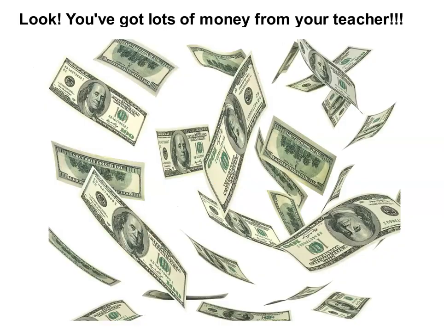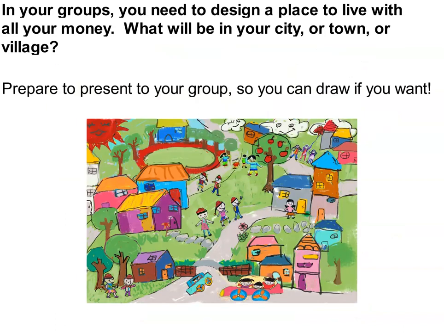And in this case, we tell our students that they've got lots of money from their teacher. They should be very excited. And they're going to spend their money on building a new town. So they have to prepare a poster where they draw what's in their town and then they present it to another group. Okay? And then, of course, you would give the teacher some feedback on this task.